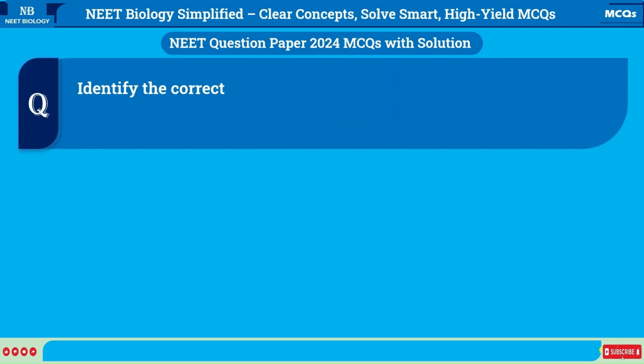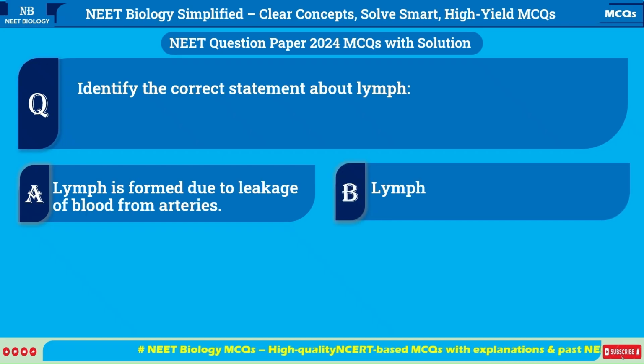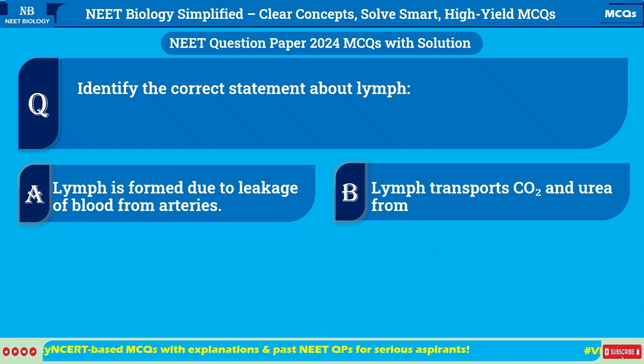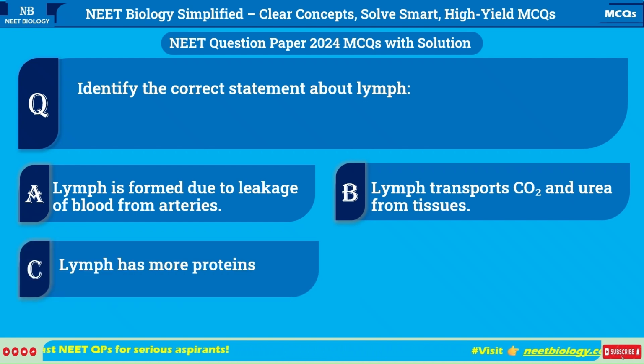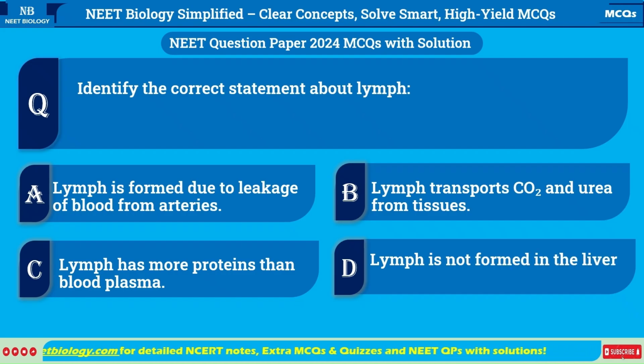Identify the correct statement about lymph. A. Lymph is formed due to leakage of blood from arteries. B. Lymph transports CO2 and urea from tissues. C. Lymph has more proteins than blood plasma. D. Lymph is not formed in the liver and intestine.